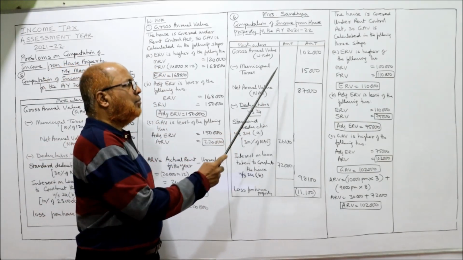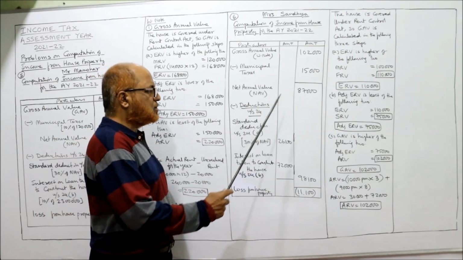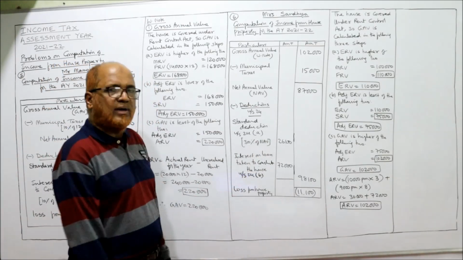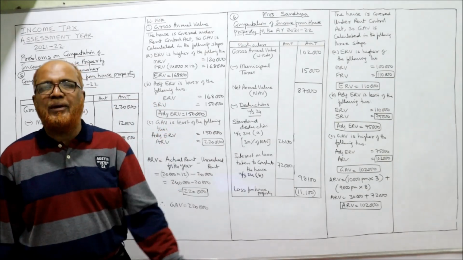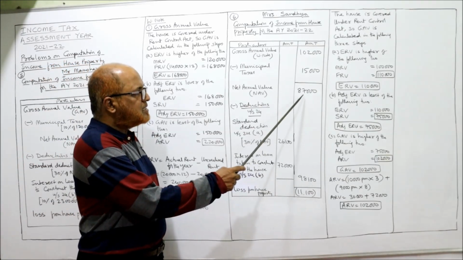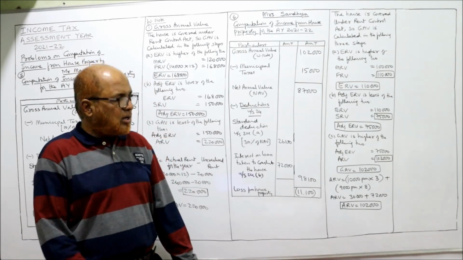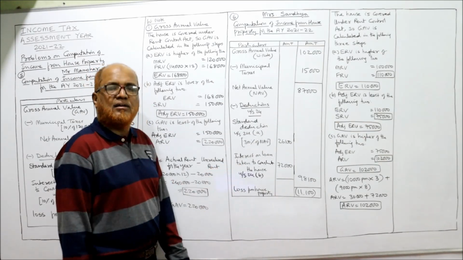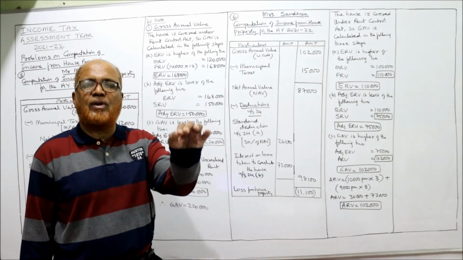Take this 1,02,000 here. Municipal taxes 15,000 given in the problem, as it is I have taken, allowed. NAV 87,000. Standard deduction under section 24A, 30% of NAV, 30% of 87,000, 26,100. Interest on loan taken to construct the house under section 24B, that is also given in the problem, 72,000. Add up, 98,100. So 87,000 minus 98,100, you will get 11,100 negative because deductions are more than NAV. So minus 11,100, loss from house property.